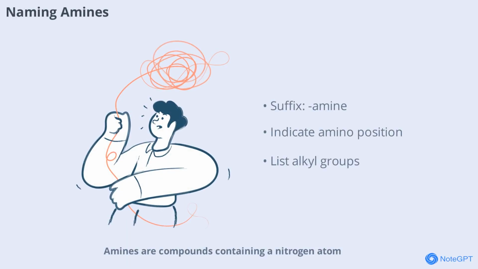Amines are compounds containing a nitrogen atom attached to one or more alkyl groups. Primary amines use the suffix amine, and the position of the amino group is indicated by a number. For example, butan-1-amine has the amino group on the first carbon. Secondary and tertiary amines are named by listing the alkyl groups attached to the nitrogen.